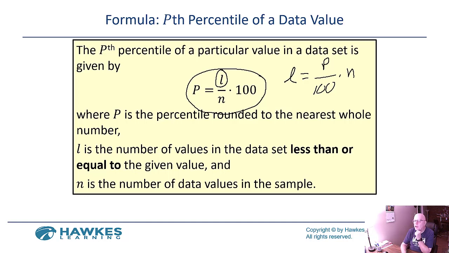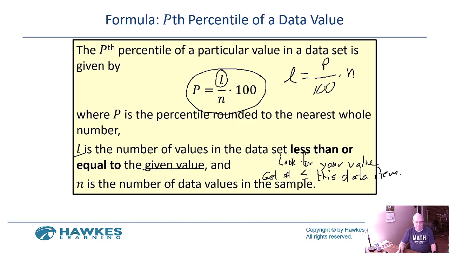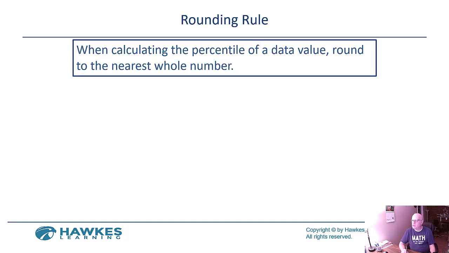Now, remember, L is how many values are less than or equal to the given value. So you're going to look for your value and get the number less than or equal to this data item. And when you get the percentile, round it to the nearest whole number. Whether it's up or down, it doesn't make any difference. It's always represented by a whole percentile, no tenths or hundredths of a percentile. So that makes it pretty easy.